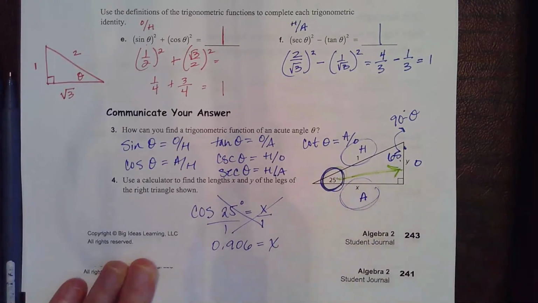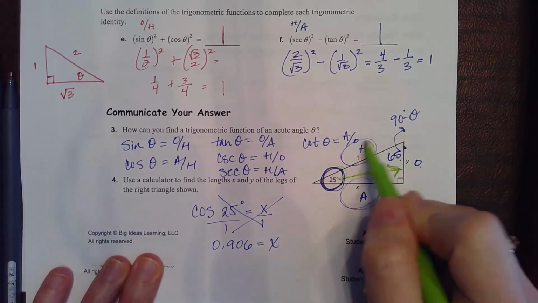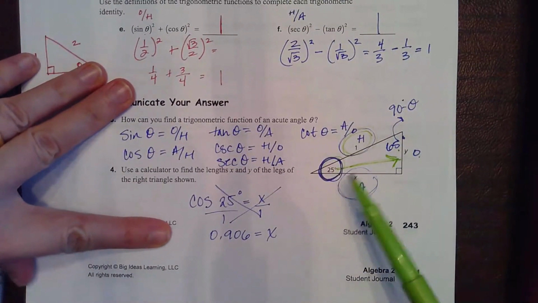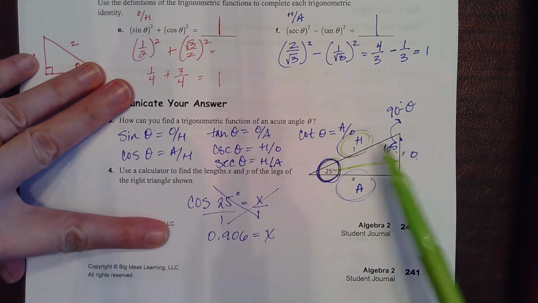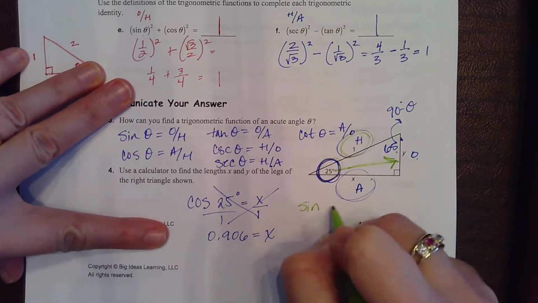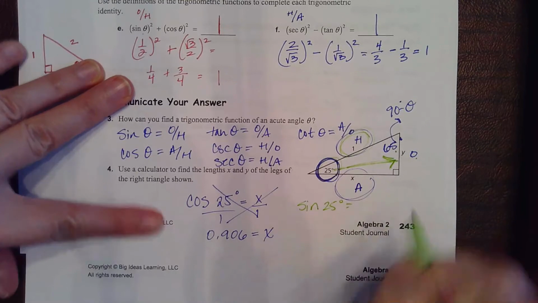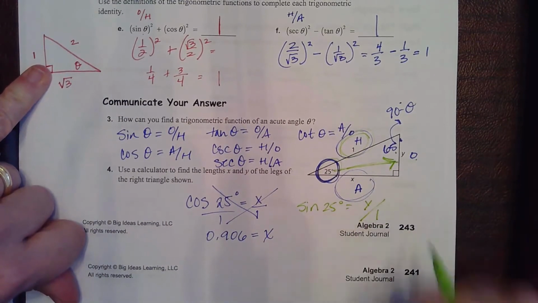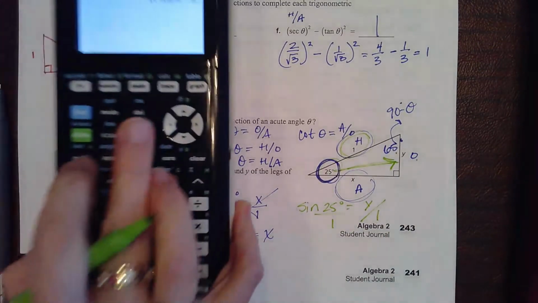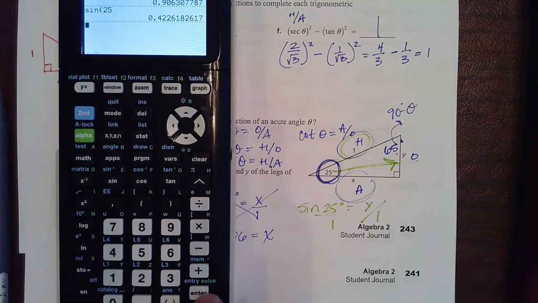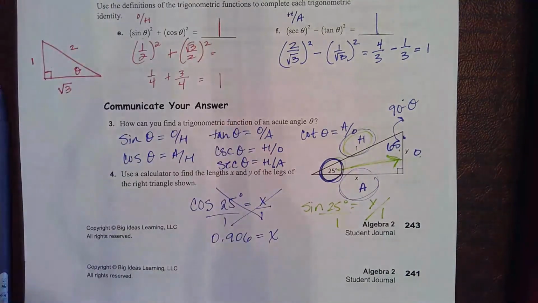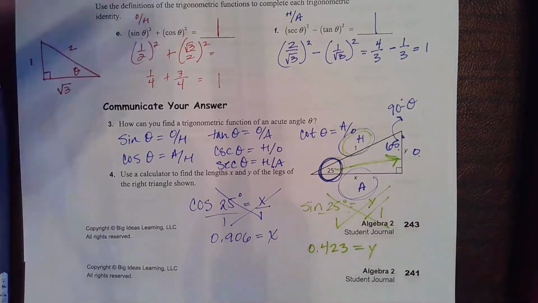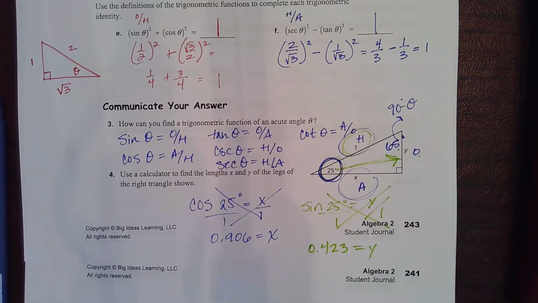But in relationship to the 25-degree angle, this is my opposite side, and now I would still stick with my hypotenuse because I was given that to be 1. So if I was to pick a trig function to solve for y, this is opposite and hypotenuse, I would pick sine of my angle, so sine of 25 is going to equal opposite, which is y, over hypotenuse. So cross multiply, so sine of 25 is 0.423, and then y. So that's how you would solve for those missing pieces there.